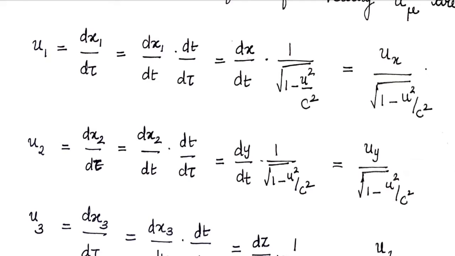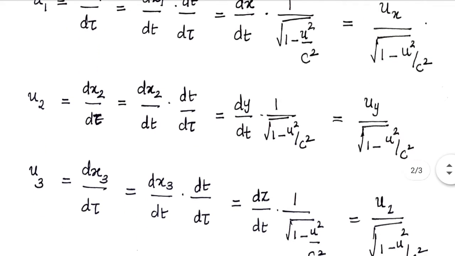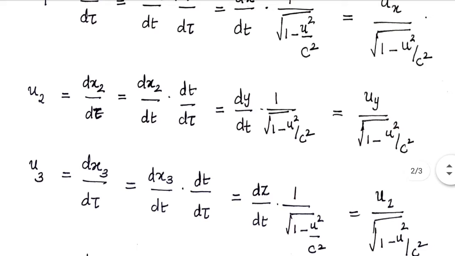So dx by dt is nothing but the velocity component along the x direction, so it is ux divided by root of 1 minus u square by c square. In the same way, we can derive u2, which is equal to dx2 by d tau, equal to dx2 by dt into dt by d tau. So x2 is nothing but y, so dy by dt into 1 by root of 1 minus u square by c square, and dy by dt can be written as uy.